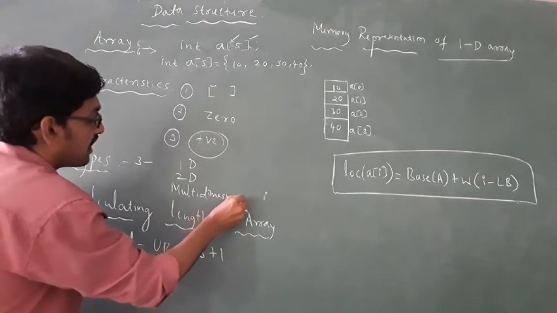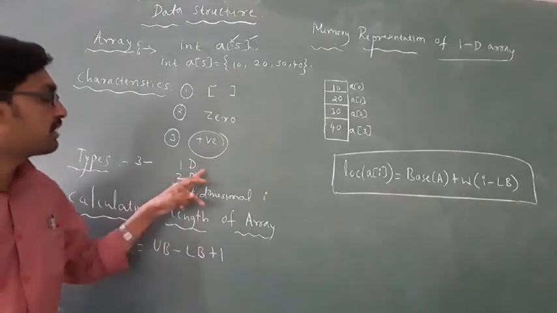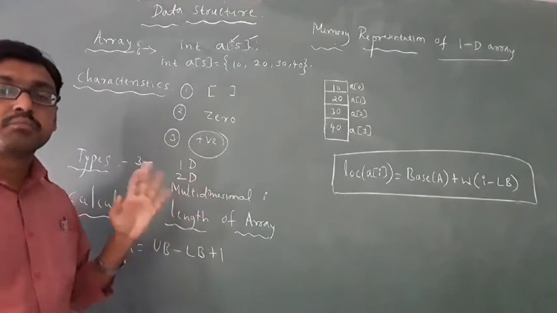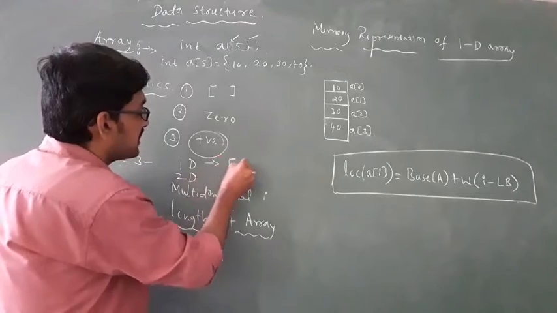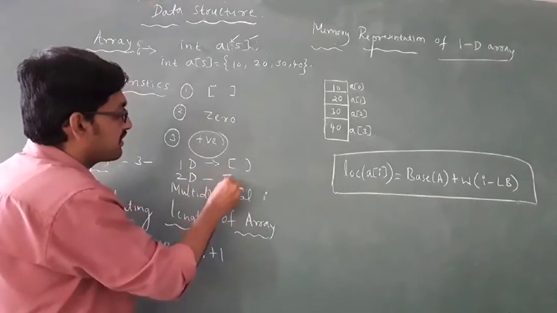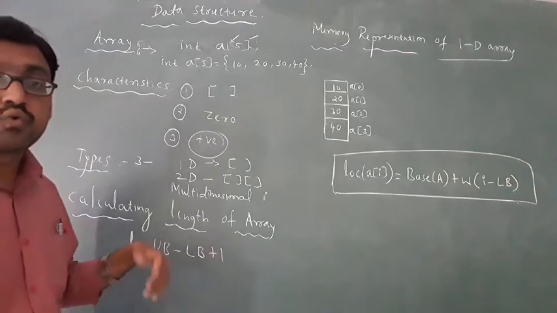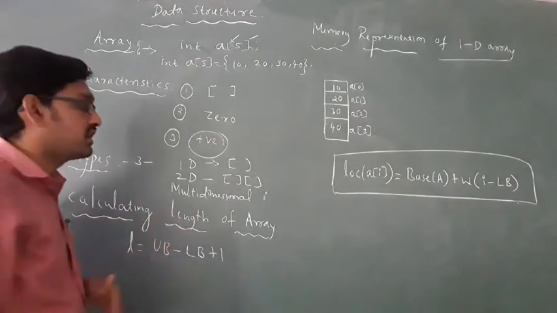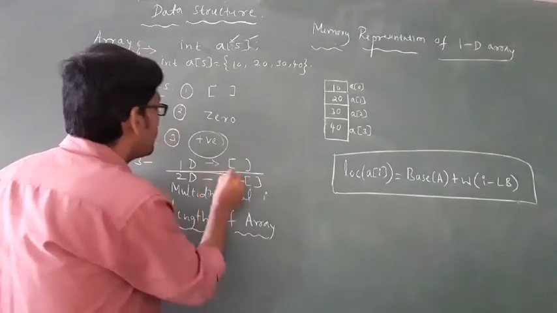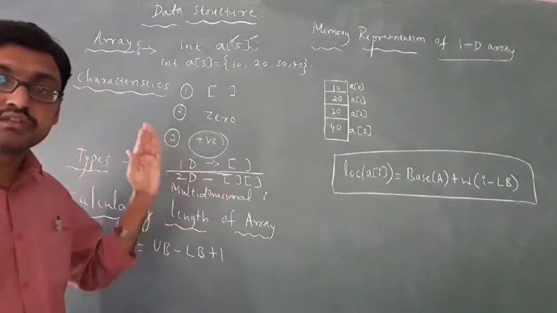The multi-dimensional array you already discussed in the first year also. 1D, one-dimensional array; 2-dimensional array; then multi-dimensional array. A 1-dimensional array means it has only one subscript. A 2-dimensional array means it has 2 subscripts. A multi-dimensional array means it has 2 or more subscripts. But for second year you have only studied the 1D array. Only you have to study the 1D array. This you have to remember.